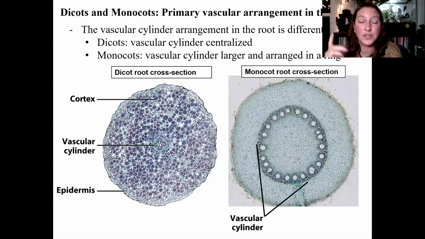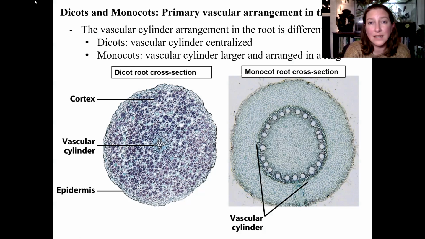Okay, dicot versus monocot roots. Just like stems and just like leaves, you can also tell whether something's a dicot or a monocot by looking at the roots. So think back to the stem, which seems like a long time ago already, but in dicot stems, the vascular tissue is arranged in a ring. Well, now in dicot roots, they are not. In dicot roots, the vascular tissue is centrally located. Only it's just one of them and it's right in the middle.